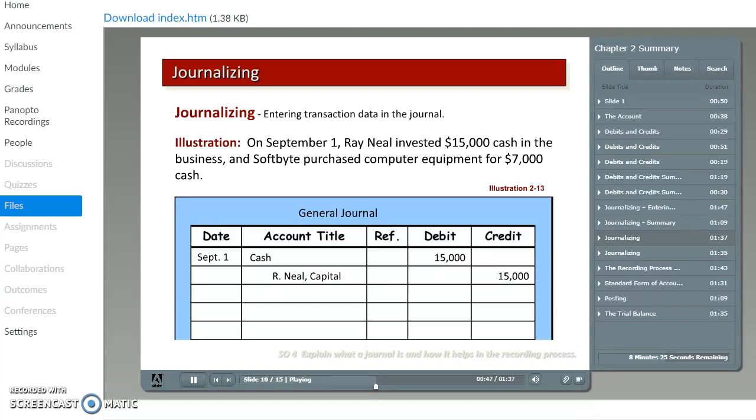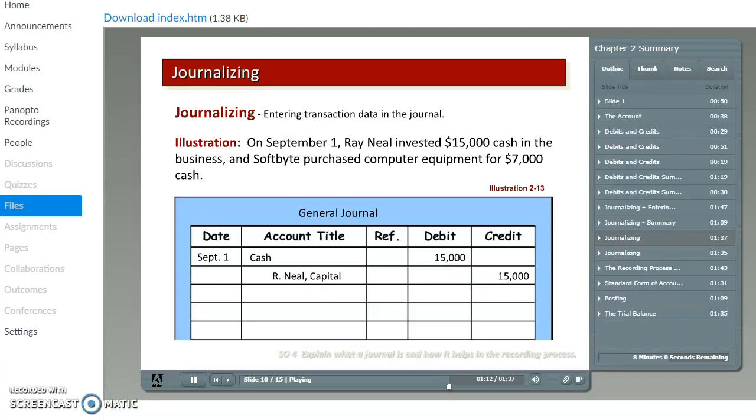Let's now look at the second transaction. The company Softbite purchases computer equipment for $7,000 cash. The 2 accounts involved are equipment and cash. If you are not sure which accounts are affected by the transaction, many times the accounts involved may be included in the description of the transaction.